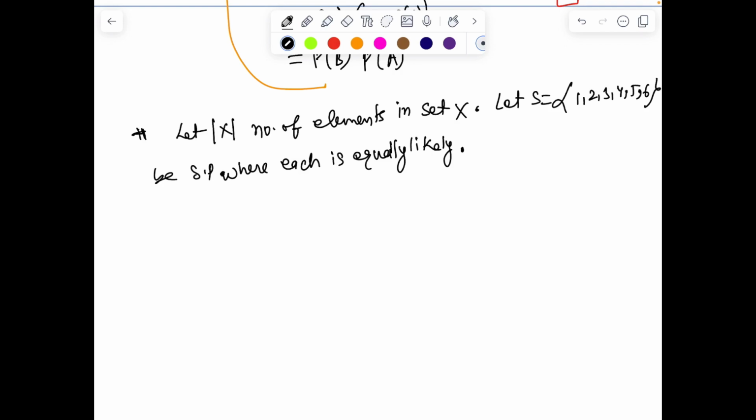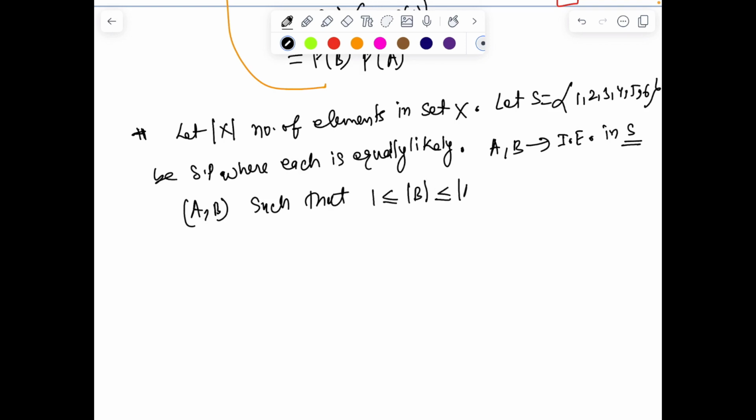Let A and B be two independent events associated with S. So A and B are independent events. Then the number of ordered pairs (A, B), meaning how many such events are possible, such that 1 is less than or equal to |B| is less than or equal to |A|.